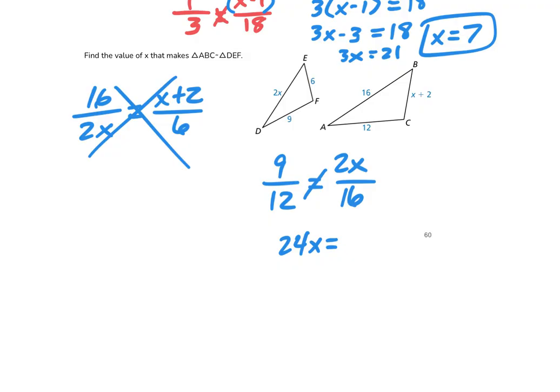16 times 9 is 144. Okay. And then to finish this out, we're going to divide by 24. And 144 divided by 24 gives me 6.